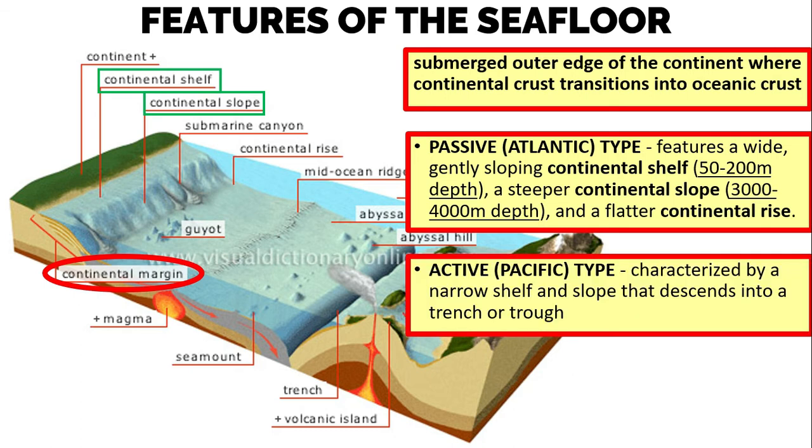Now, the active type is also called the Pacific type. It is characterized by a narrow shelf and slope that descends into a trench. Another important note to consider is that this diagram is a passive continental margin.